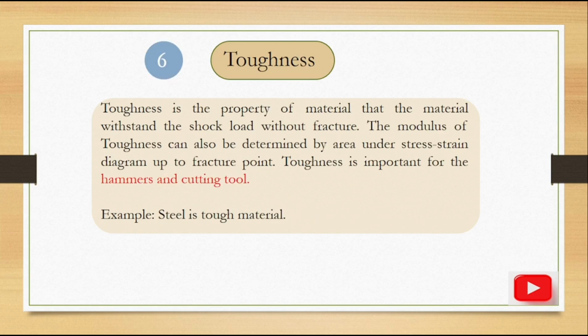Sixth one is the toughness. Toughness is the property of material that the material withstands the shock load without fracture. The modulus of toughness can also be determined by the area under the stress strain diagram up to the fracture point. The toughness is important for hammers and cutting tools. So hammers have higher toughness. For example, steel is a tough material.